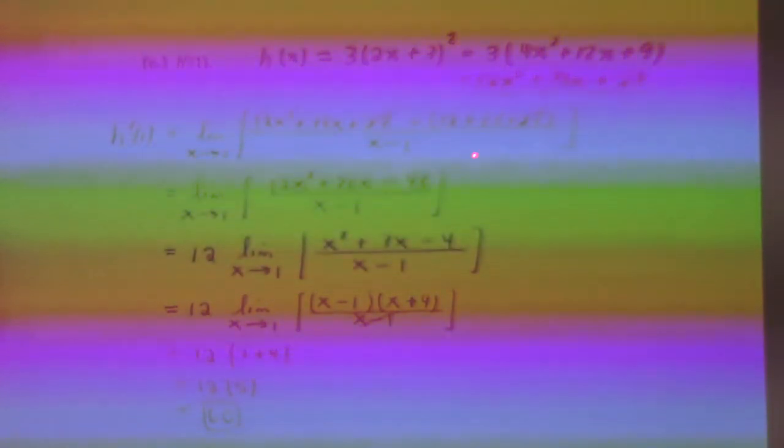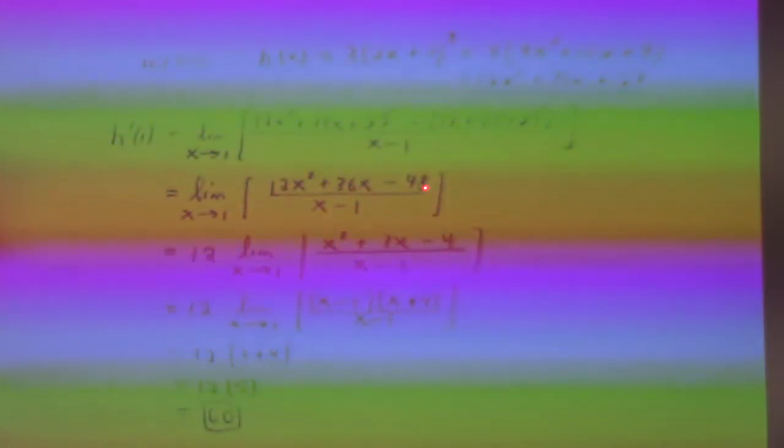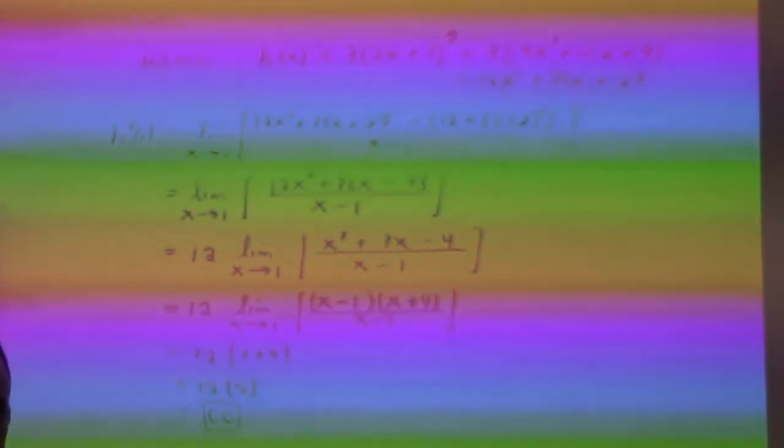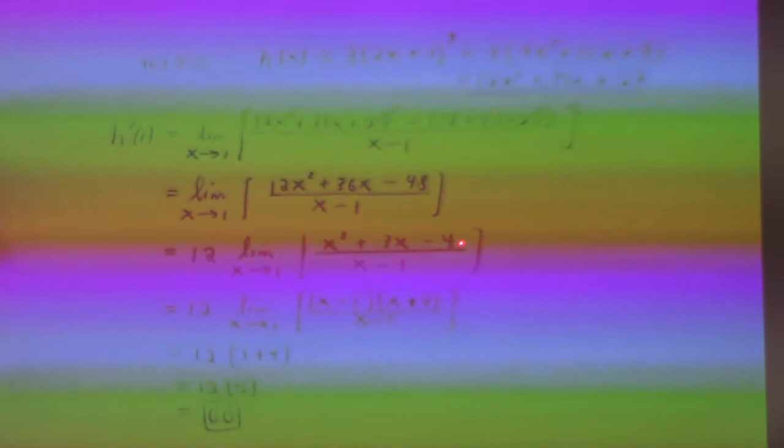And I think if you just looked at 12x squared plus 36x minus 48, and I said everyone sees x minus 1 as a factor of that, you'd probably be like, I'm not part of everyone, so I don't know what you mean, right? So I pulled the 12 out because there's a common factor of 12. So I might as well get the 12 out. That gives me x squared plus 3x minus 4.